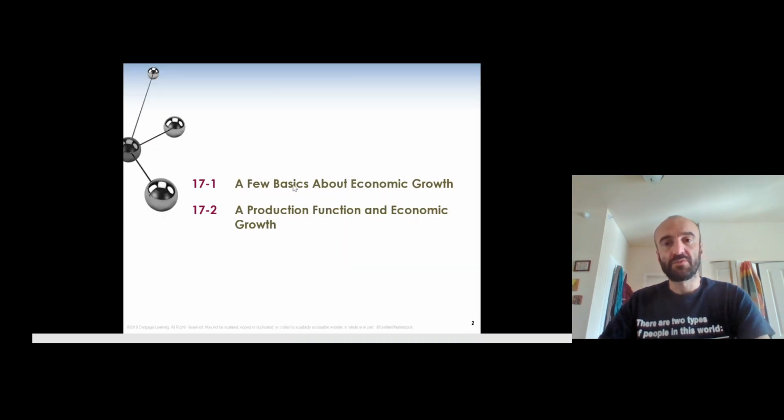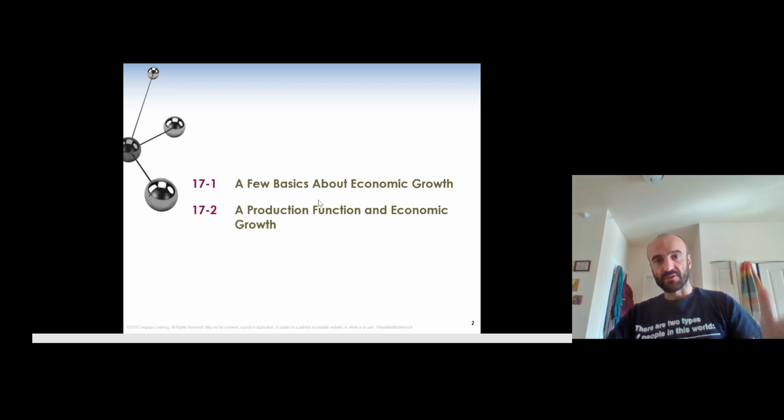So there are essentially two basic problems or two important subtopics that we will be covering. The first is an introduction to economic growth, a basic definition of economic growth, trying to understand it and to define it by using the categories that we already developed and hopefully understood thus far.